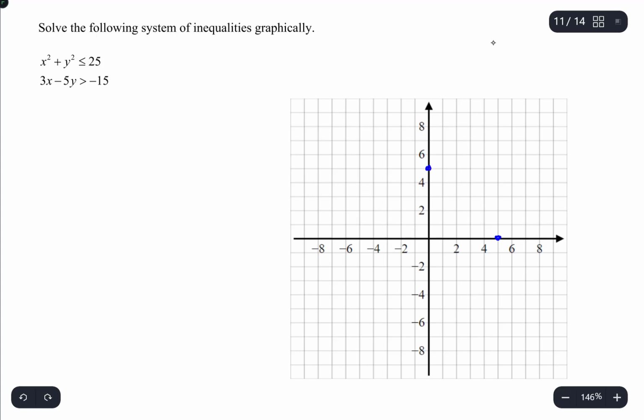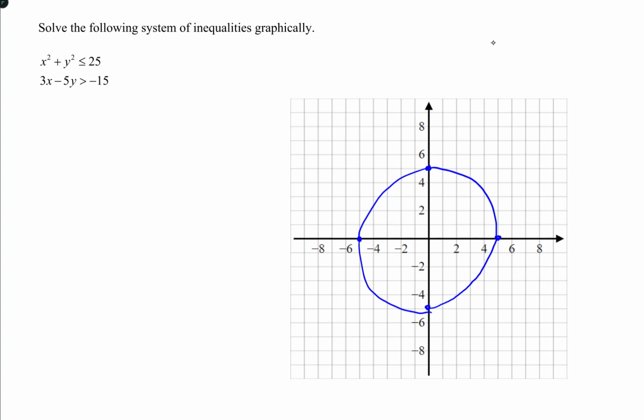All right, so I will just pick points that are 5 units away in each direction, and then draw in the circle the best I can. And I'm going to use a solid line because it's less than or equal to. If it was just less than, I would use a dashed line. All right, and doing the best circle I can here. There we are.